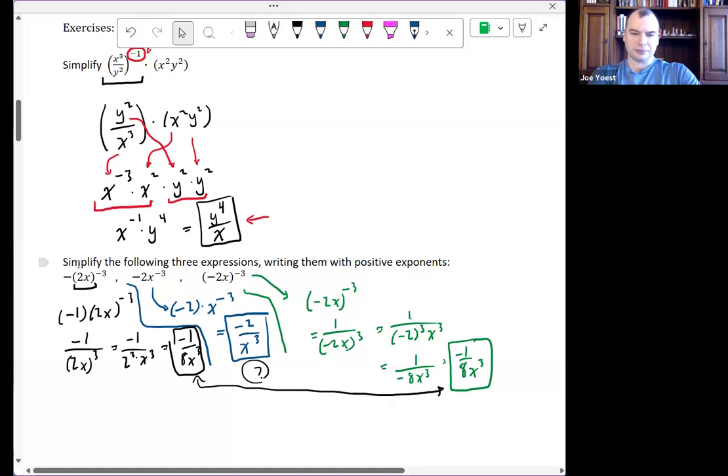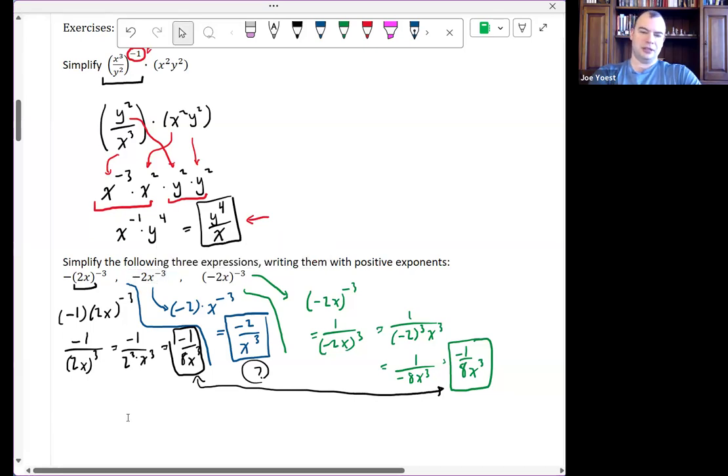All right, so looking at this next example, we have 3 different examples where some stuff is raised to the -3 power. For the first, negative of 2x to the -3. Well, that's really like -1 times 2x to the -3. Or that's like -1 over 2x cubed. Or -1 over 2 cubed times x cubed, or -1 over 8x cubed. I think that's probably the trickiest one.